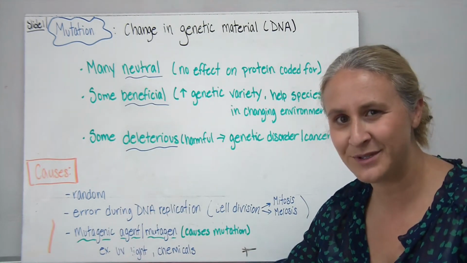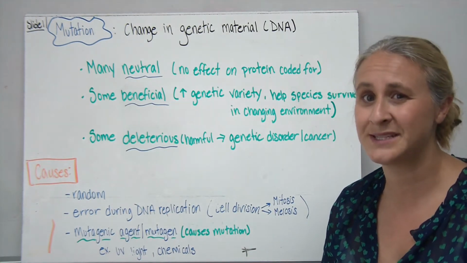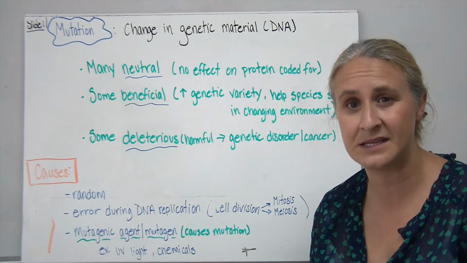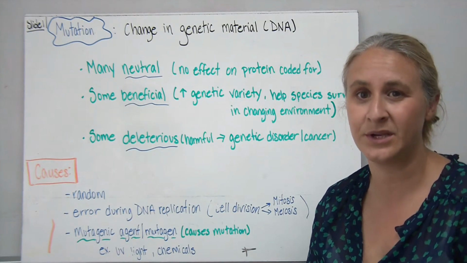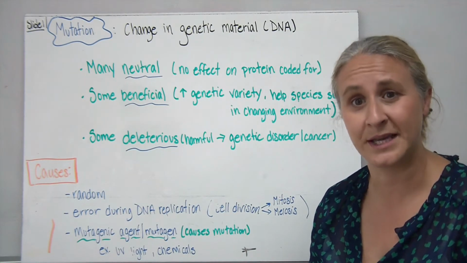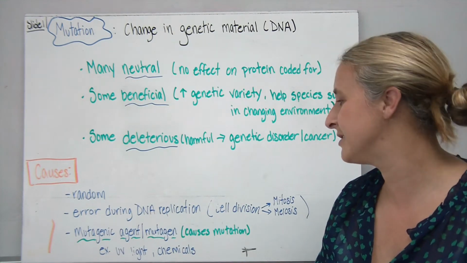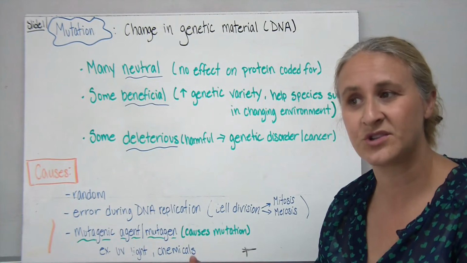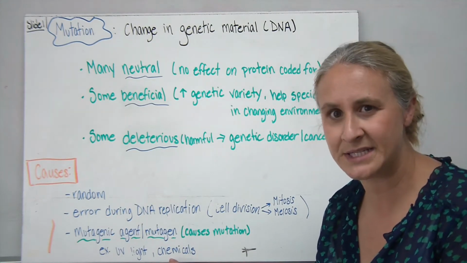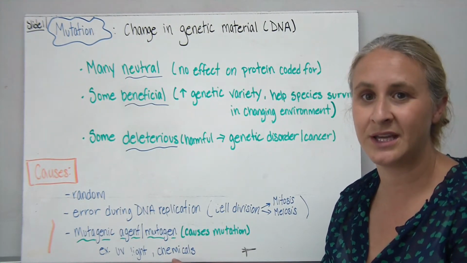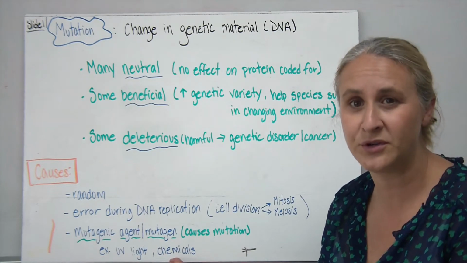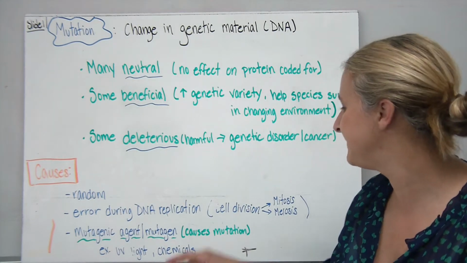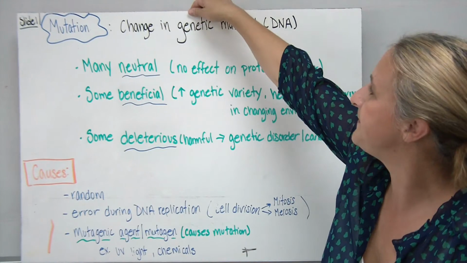Some examples of mutagenic agents could be something like ultraviolet light from the sun. We know that skin cancer can be caused by sunlight. Sunlight is a type of radiation, and it is considered to be a mutagen. We know that it can cause changes in DNA, especially in certain organisms and even in bacteria. We also have mutagenic agents that we know of that are different chemicals, things that are found in the environment, or something that's man-made.